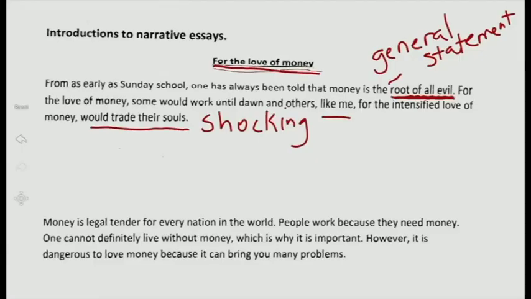And then I'm starting to smell a rat somewhere, saying, okay, fine, something must have gone wrong here, because you've begun with the statement that money is the root of all evil. So this is an interesting one. It is an interesting introduction. And again, another one that we can look at for the same title, For the Love of Money.